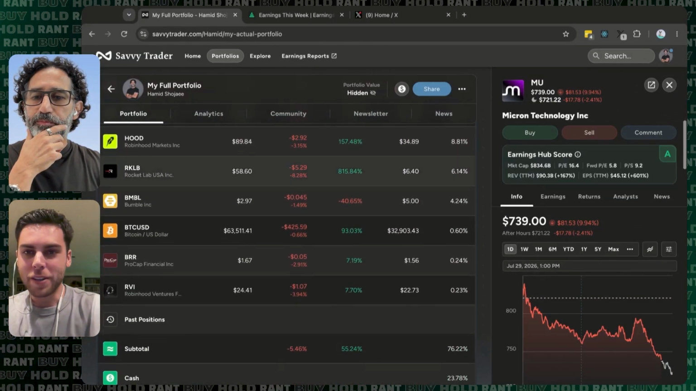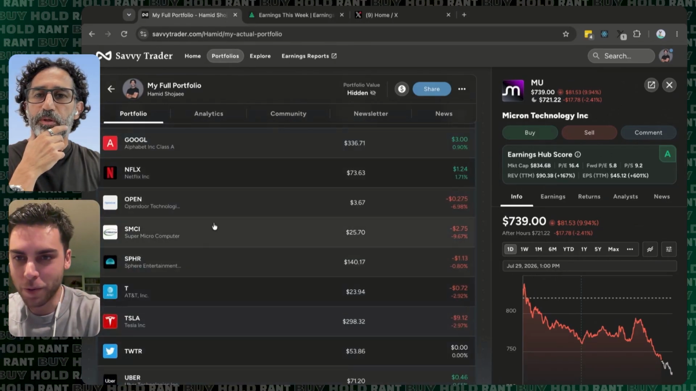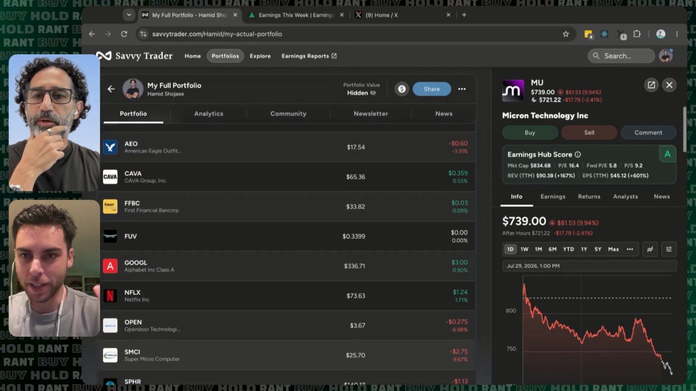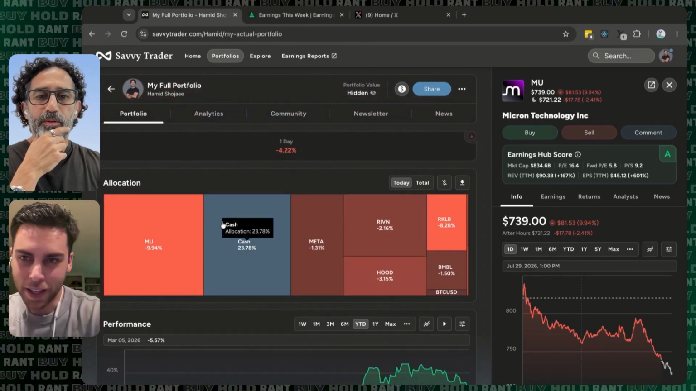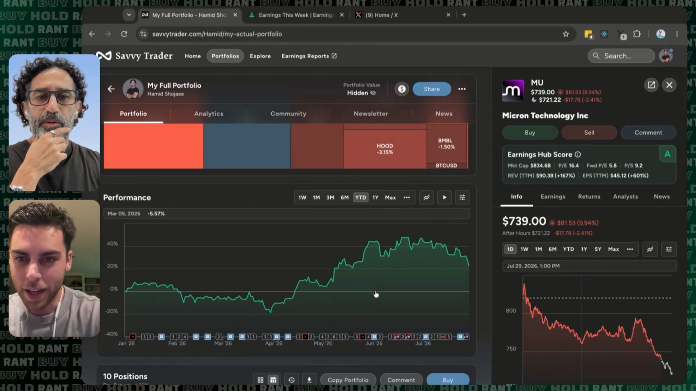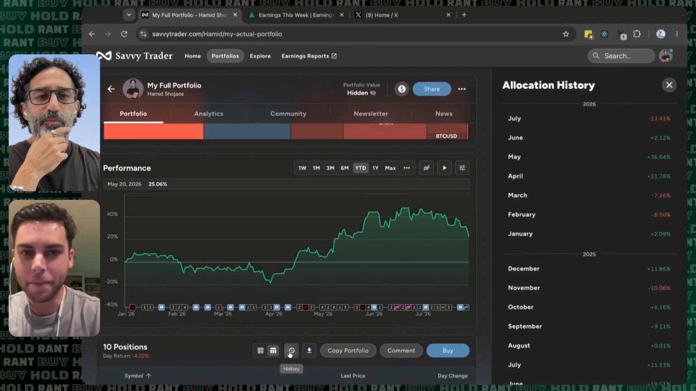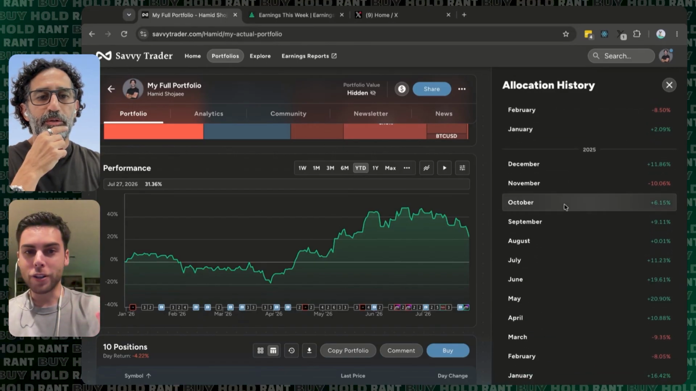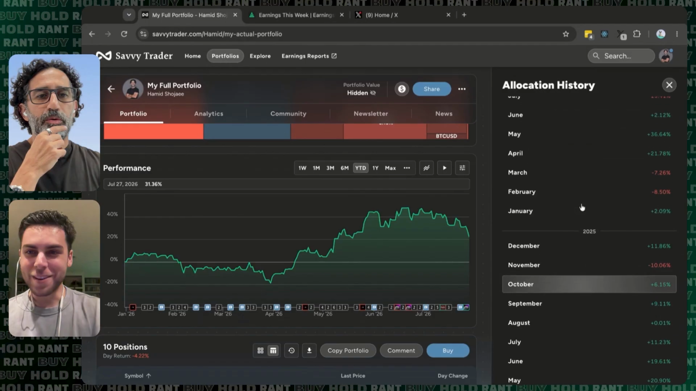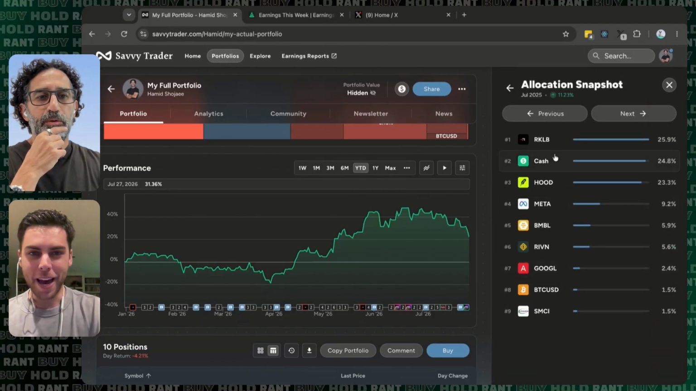So now if you scroll up, Hamid, because this is the original feature we released where it just shows everything you held previously. There's a little clock, or you can go to the analytics tab or stay on this tab, but in the positions widget, there's a little clock button next to copy portfolio. And then from here, you could select any month or year to see what your portfolio actually looked like. So I'm curious to see what your portfolio looked like when you started Savvy Trader and maybe how different it is today.